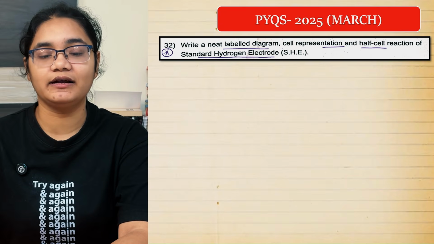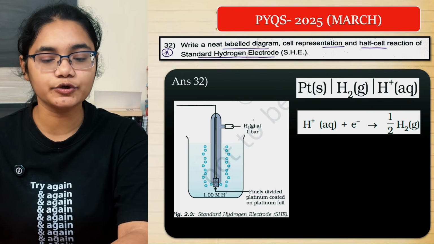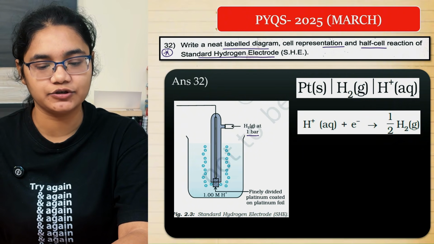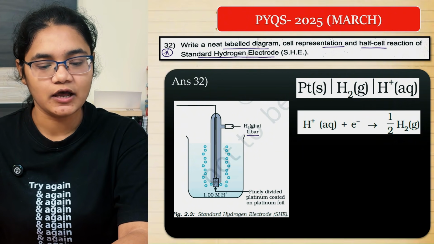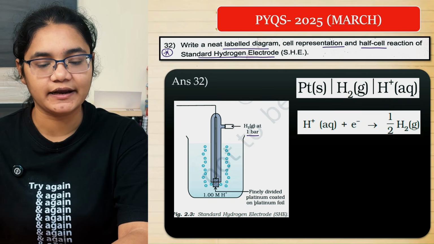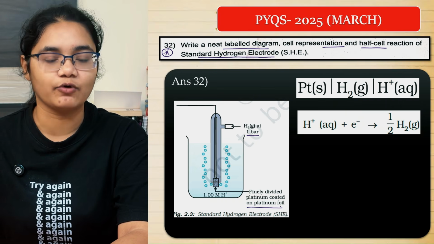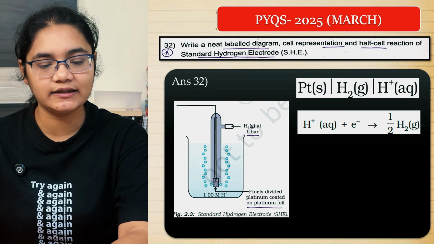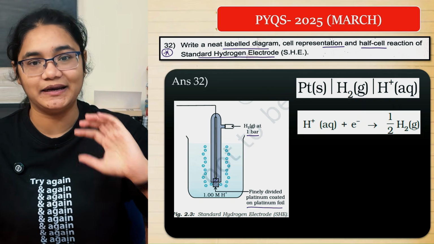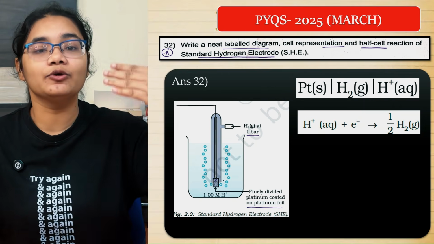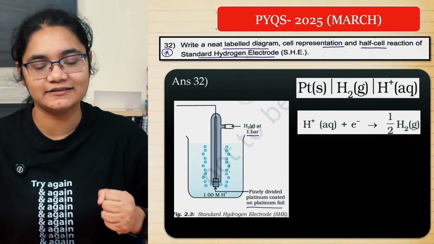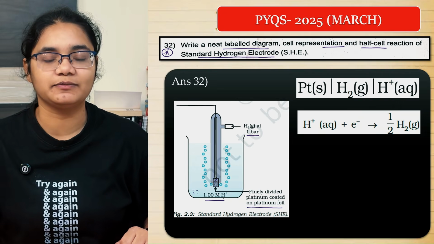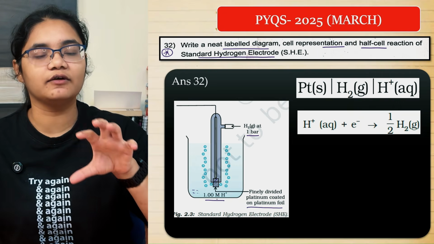First of all, the labelled diagram of SHE. You can see this is a labelled diagram. Here you have to label the hydrogen gas and its pressure. Then you have to label the finely divided platinum coated on the platinum foil. This is a platinum wire on which there is a platinum plate. On this plate, platinum powder is plated to increase the surface area and to increase the adsorption of hydrogen gas. Next, this is the solution which is present, 1 molar H plus concentration. This is how we can draw the labelled diagram.